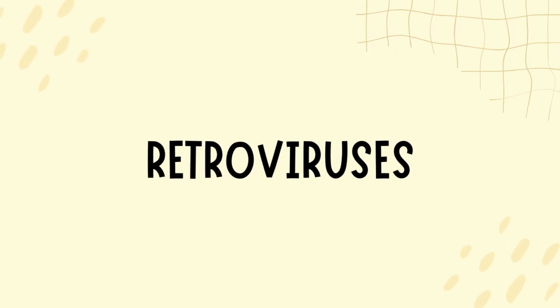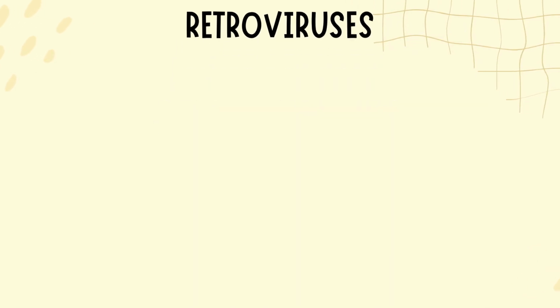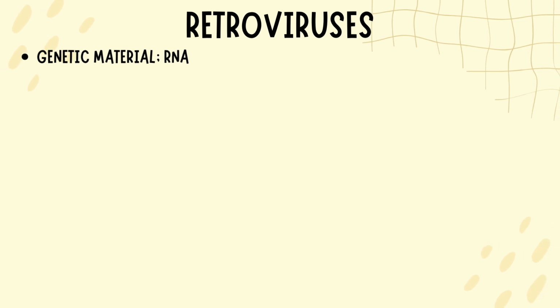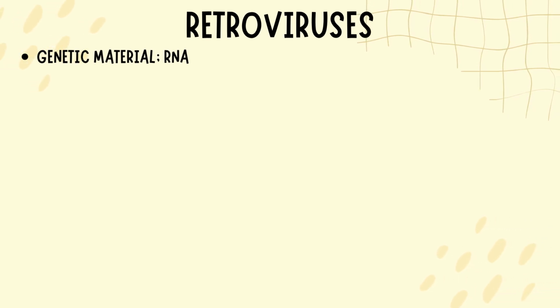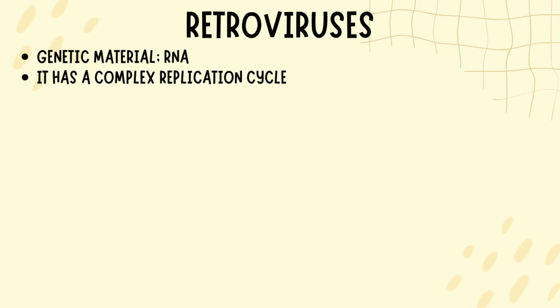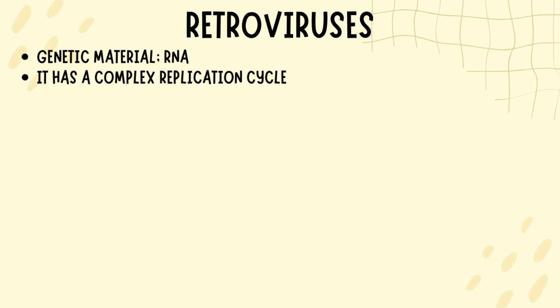There is another type of viruses which has a complex replication cycle. This type is called retroviruses. A retrovirus is a virus that has RNA as a genetic material. This type has a complex replication cycle compared to the viruses with DNA.